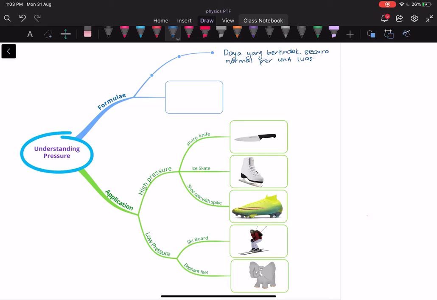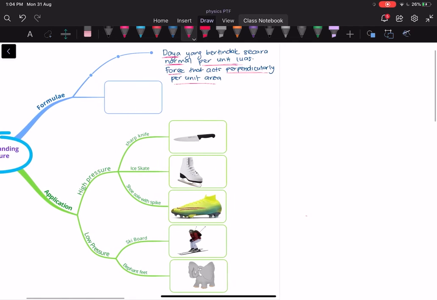We'll state it in English as a force that acts perpendicularly per unit area. So when you're looking at it, what are the key points here? The key point yang pertama ni, kita menyatakan bahawa daya yang bertindak ni adalah bertindak secara normal, where the force is acting perpendicularly. Dan daya ni adalah daya yang bertindak secara normal per unit luas ataupun per unit area here.